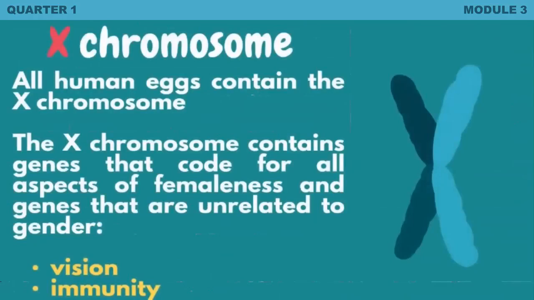The X chromosome contains genes that code for all aspects of femaleness and genes that are unrelated to gender, like vision and immunity. The X chromosome in humans spans more than 153 million base pairs, the building material of DNA. It also represents about 800 protein coding genes compared to the Y chromosome containing about 70 genes out of 20,000 to 25,000 total genes in the human genome.